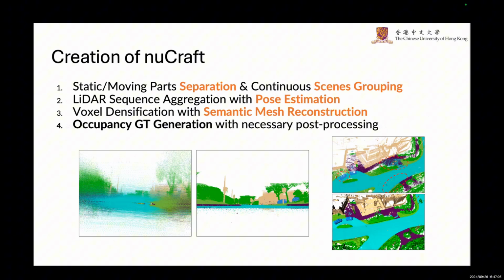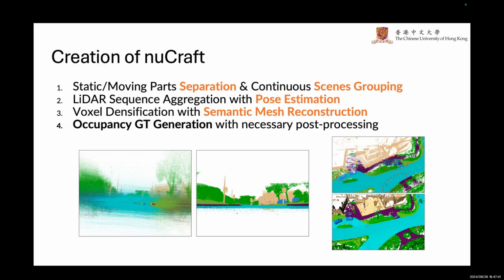So now let's talk about the creation of nuCraft. The creation of nuCraft is mainly divided into 4 steps. In the first step, we need to remove all the moving objects. The sequences in the original nuScenes dataset are quite short, but we can find some way to link continuous logs or continuous scenes together to achieve a longer scene. Here we call it continuous scene grouping, CSG.